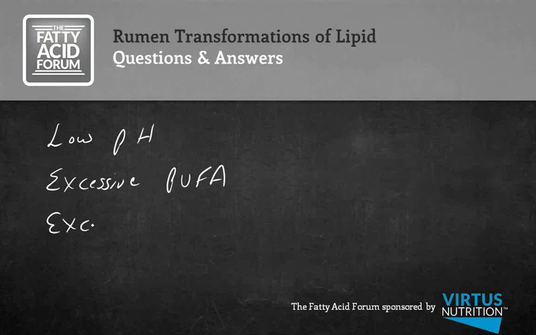Another one that we know is excessive grain or starch in the diet, and evidence is suggesting that, especially in the case of really rapidly degradable grain or starch sources. So those are three examples that we have evidence in the literature to support there's been a shift in the types of CLAs produced.